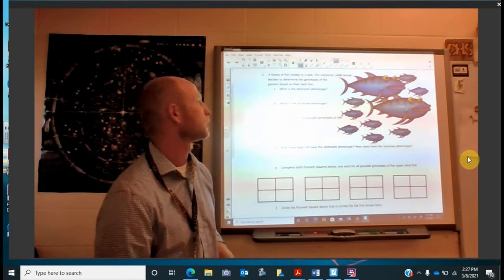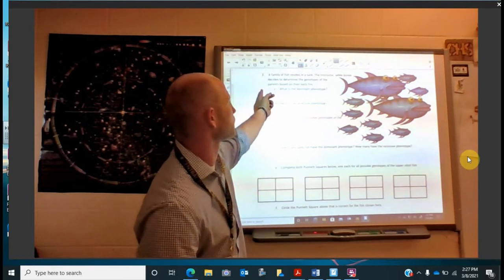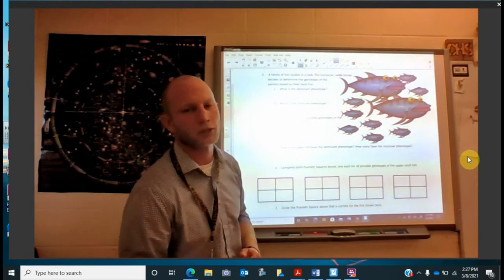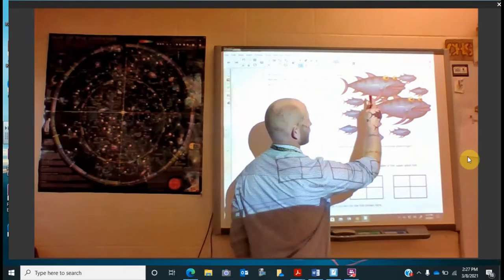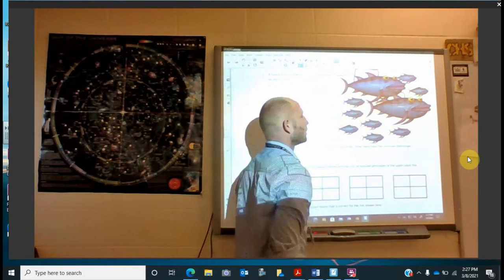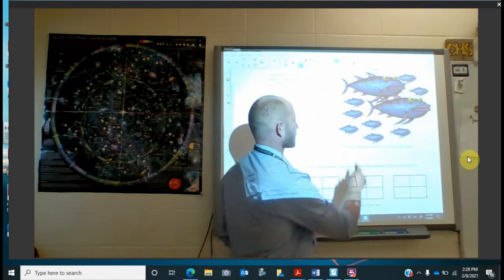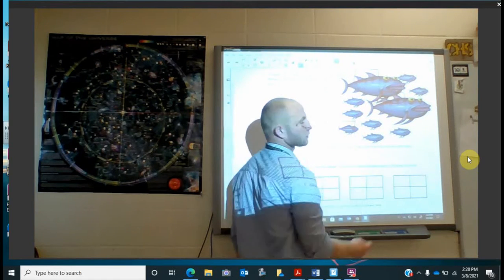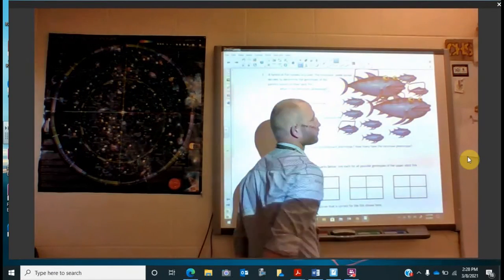What are the genotypes? Right here it says the fish reside in a tank. An instructor decides to determine the genotypes of the parents based on the back fins. So we see these back fins that the parents have here, and all of these offspring have them, right? Until we find this guy right here. This guy has no back fin, and this guy up here has no back fin.